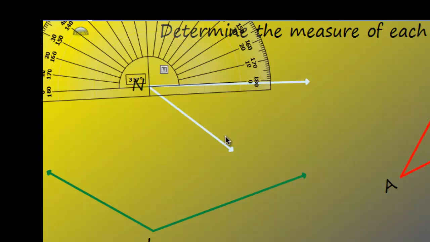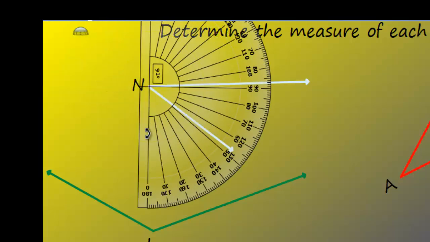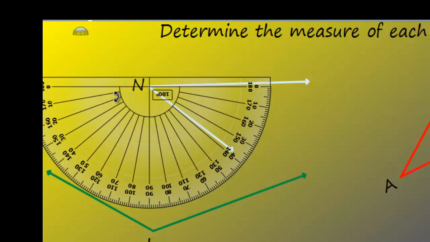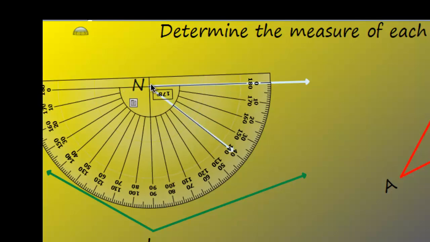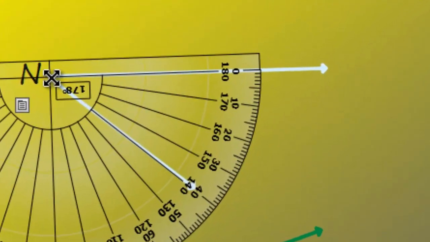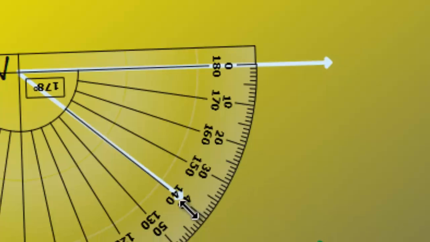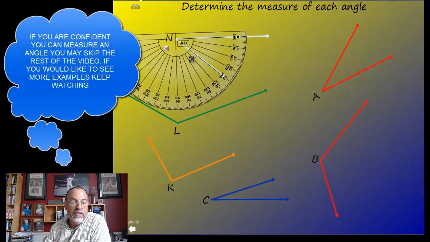The angle goes up this way, so I need to turn my protractor so that the horizontal is lined up as close as I can. Alright, so here's my vertex. Notice that this side is on the horizontal, and that's always going to be my 0. So I'm using the outside scale here, and I count my way up, and so this ends up being a 40-degree angle.